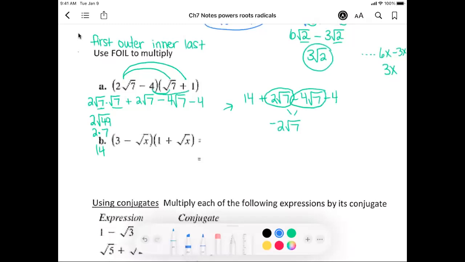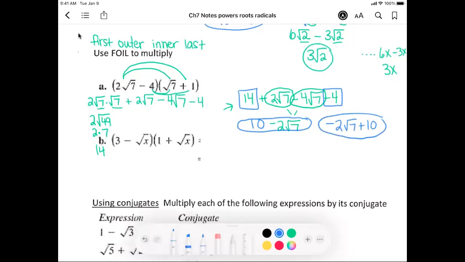Similarly, I can also combine this 14 with this minus 4 because these are plain numbers. 14 minus 4 is 10. So your answer can be written as 10 minus 2 square root of 7. Or you can write your answer as negative 2 square root of 7 plus 10. So when you're using foiling, you are just doing the first, outer, inner, last to multiply, and then you would simplify. So I want you guys to try letter B.